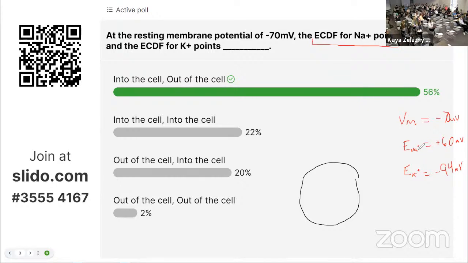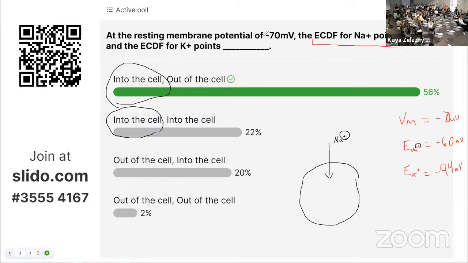In order to do that, sodium is a positive ion. Okay? So every time sodium moves somewhere, it takes a little bit of that positive charge with it. If we want to get from -70 to +60, sodium has to move in, right? So we would have to move positive charges into the cell to make the inside of that cell more positive. Okay, so that gets us to the first part. All right, so we had into the cell, so most of us got that far.